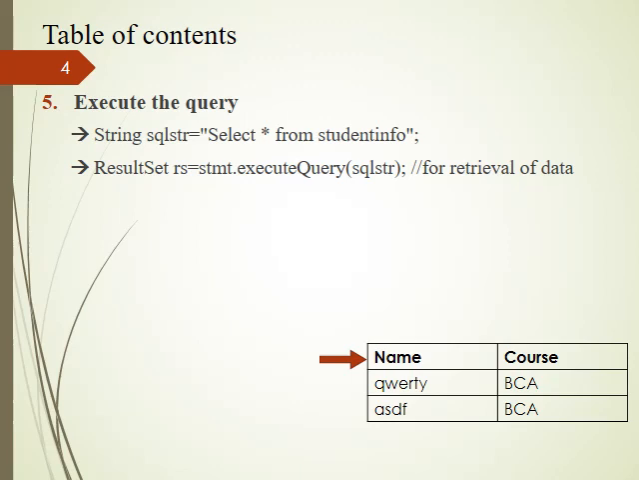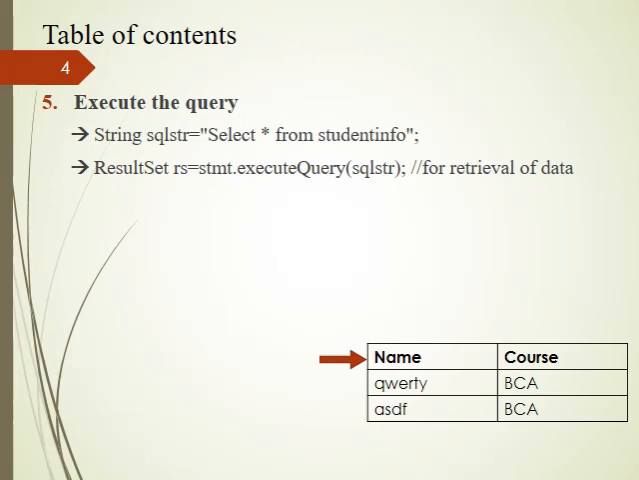The fifth step is to execute the query. Let's say you have one table, student info, which has two columns, name and course, and you want to fetch all the data which is stored in that table. For that, you need to write one SQL query, select star from student info. Now, to execute the query, we can use the method executeQuery.